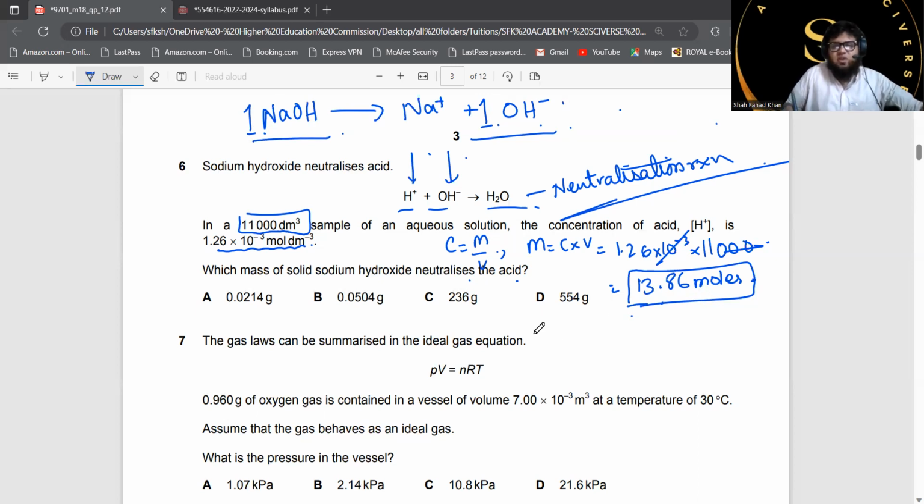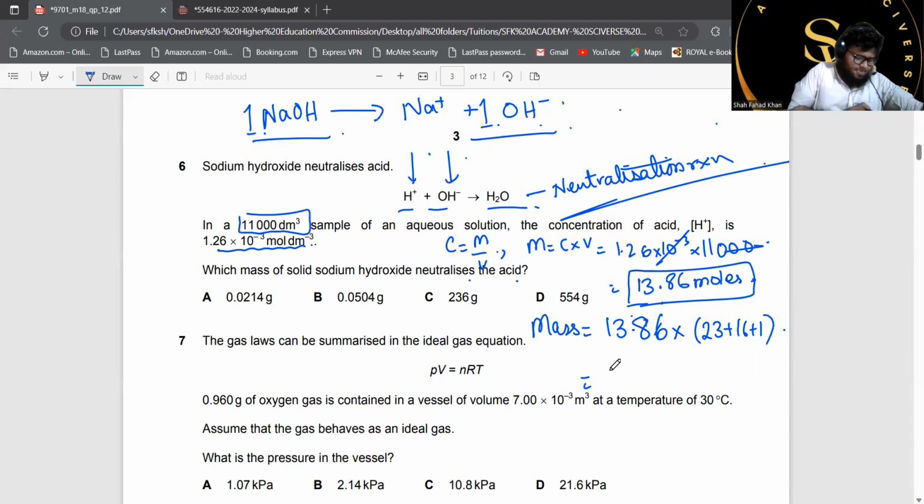All you need is the mass of NaOH. In order to calculate it, mass is equal to moles into Mr, right? So moles of NaOH multiplied by the Mr of NaOH. What's the Mr of NaOH? Mr of sodium hydroxide: Na is 23 plus 16 plus 1, right? It turned out to be 0.554 grams. So option D. Question 6 is option D.